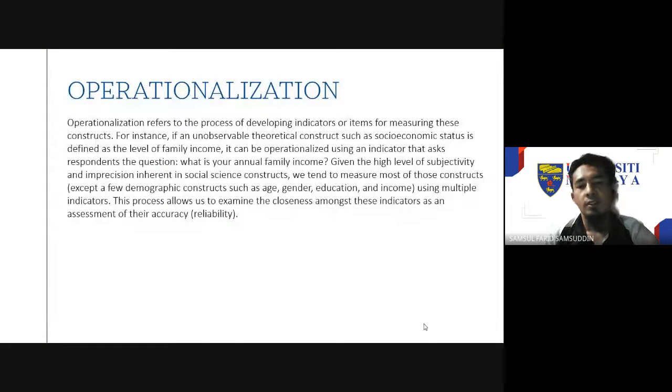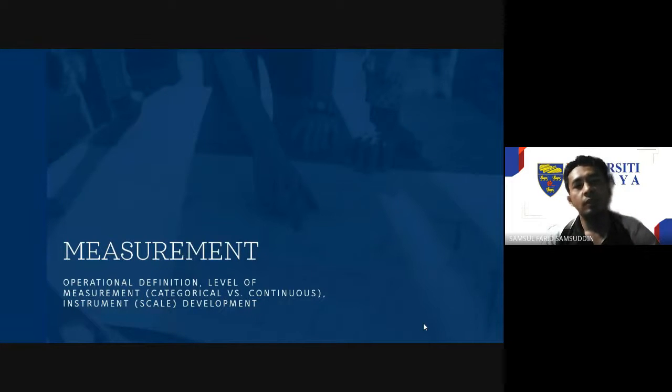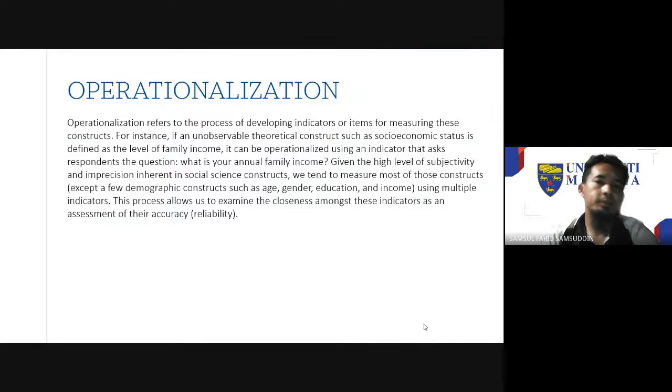Okay. So next, we'll cover the measurement, research measurement. First on the operational definition, level of measurement, whether categorical or continuous, and the scale in your instrument. Okay, so operationalization refers to the process of developing indicators or items for measuring these constructs.